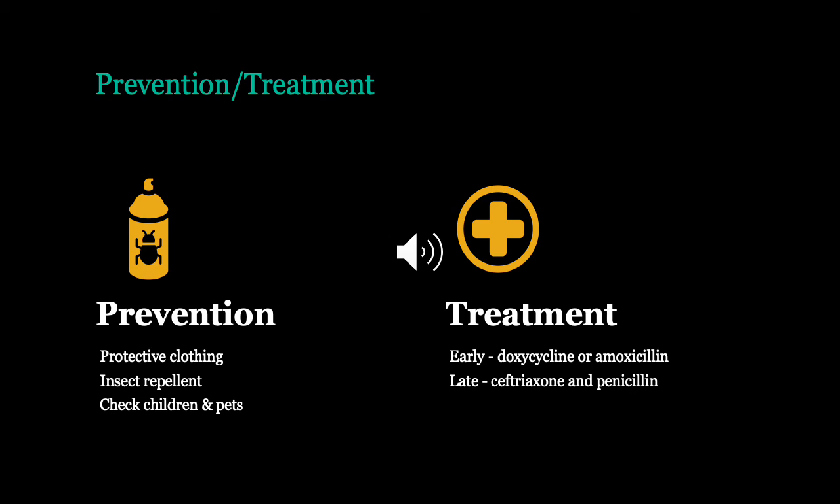For treatment, in the early stage, doxycycline or amoxicillin is administered as oral antibiotics. If caught early enough and given treatment, a full recovery can usually be made. In late-stage treatment, ceftriaxone and penicillin are the antibiotics used for Lyme disease therapy.